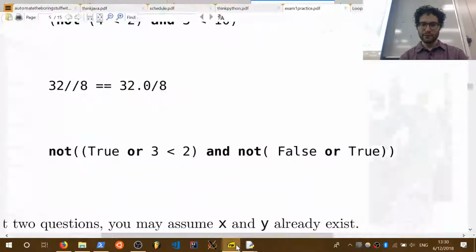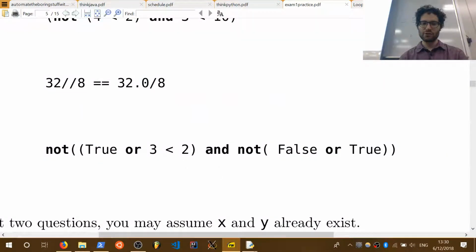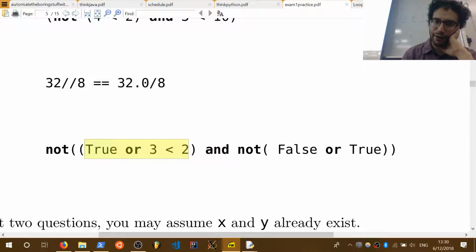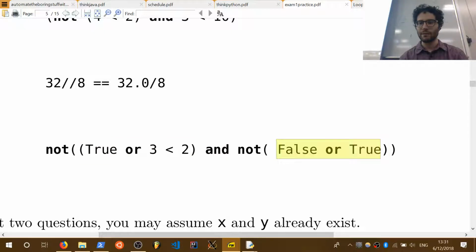Let's see. So going back here, not true. So again, what we have to do for these things is work innermost to outermost. So let's look at this. This is true or false. This statement becomes true. So now we're looking at true and whatever the opposite of this is. So this is true or false, right? So this entire statement is true, but we're noting it, so it becomes false.